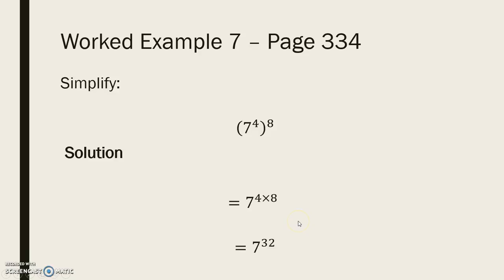So let's look at an example to get us started. We're going to simplify this expression. It's a numeric one, 7 to the power of 4, all to the power of 8. According to our 4th index law, we multiply those two indices together, 4 times 8, and we get 7 to the power of 32. You could quite quickly check your answer there by actually working that out on your calculator and then putting that answer to the power of 8.